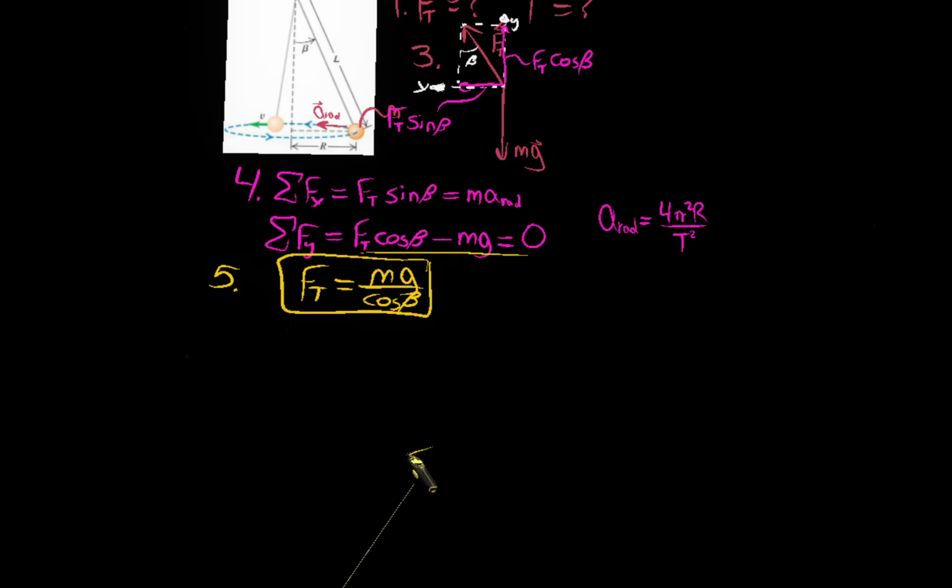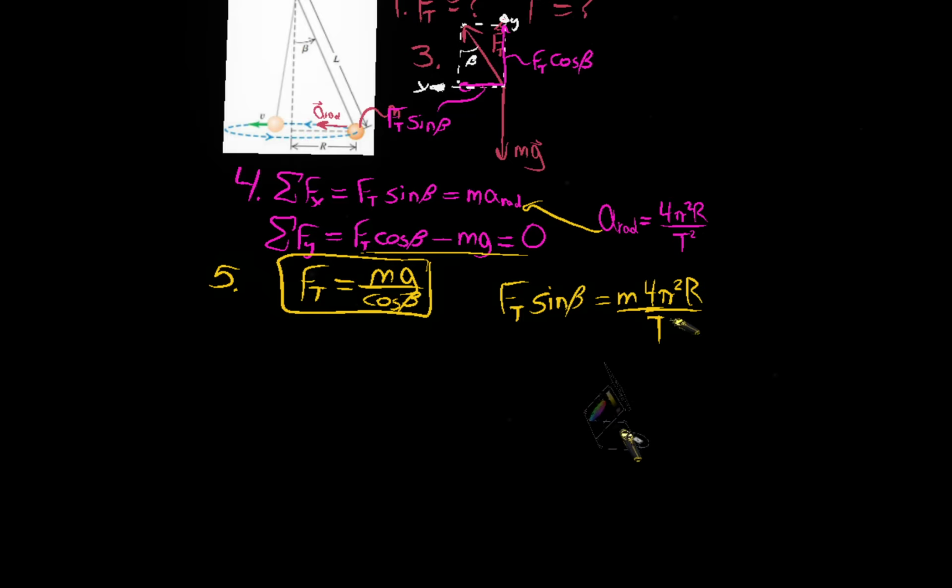Now, we involve our period. We need our period. So we have this expression for radial acceleration, and we can plug one into the other, right? So I'll plug this guy into there. And we'll do F_T, which we have an expression for, but I'll fill it in a sec, times sine of beta is equal to m times 4 pi squared r over T squared.